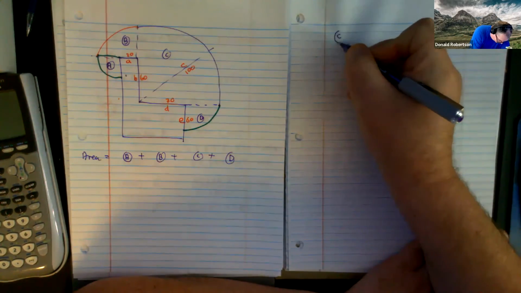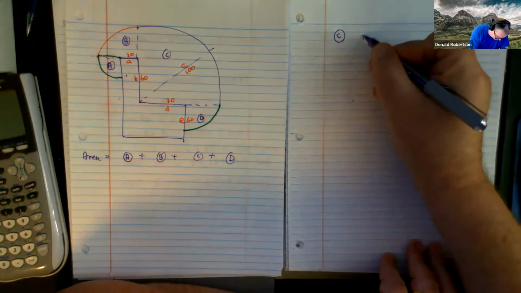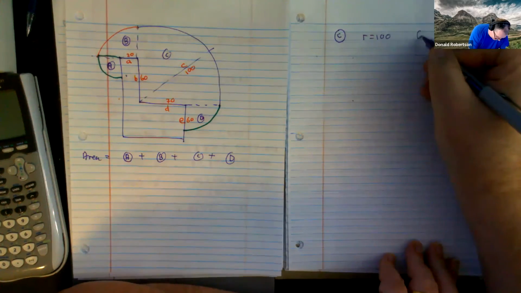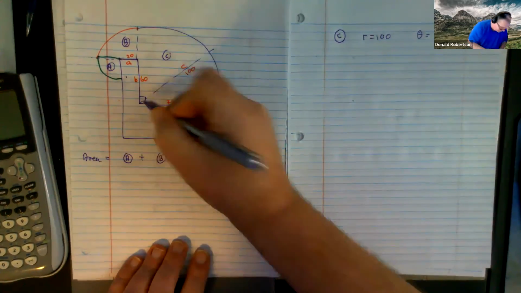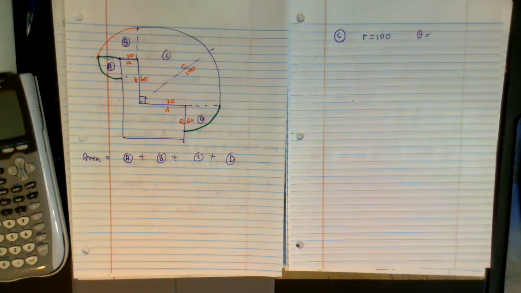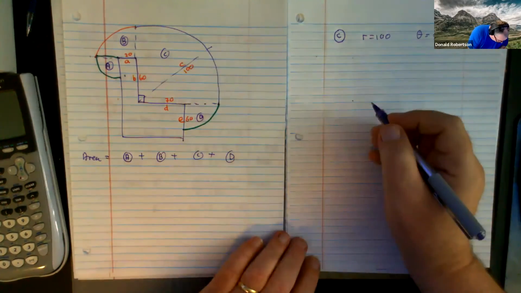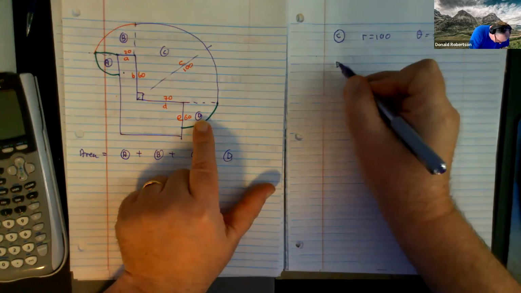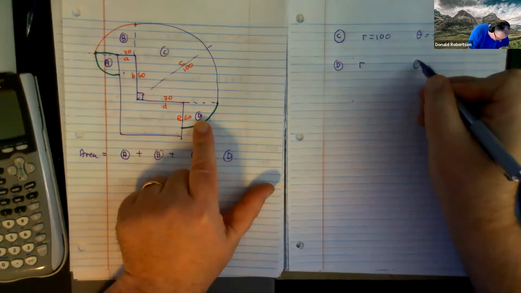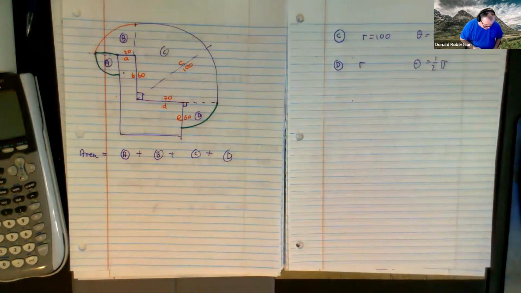Let's do C first. The radius is 100. And the angle theta is that angle there, right? You see it? In radians, what is the size of that angle? It's 90 degrees in degrees, but what is that in radians? 1/2 pi. Okay. Now, things get a little bit sneaky. Let's do D. Its angle is also 90 degrees. So in fact, for every single one of these, the angle is going to be 90 degrees, 1/2 pi.